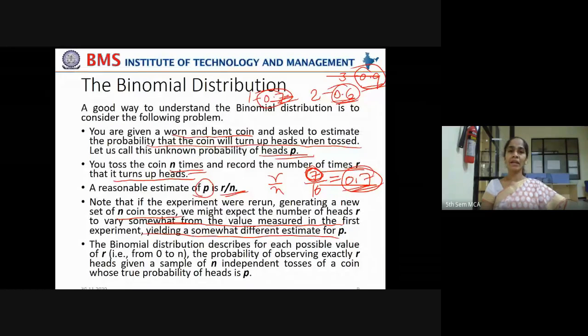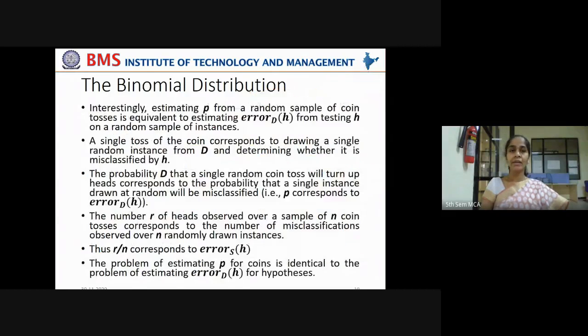They differ slightly. The binomial distribution describes, for each possible value R from 0 to n, the probability of observing exactly R heads given a sample of n independent tosses of a coin whose true probability of heads is P. The binomial distribution helps us tell the distribution of the probability across various experiments, if you take different samples with the same number of instances n. Did you understand?